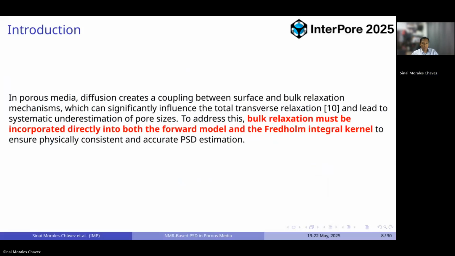In reality, diffusion within the pore space creates a coupling between surface and bulk relaxation mechanisms. This coupling can significantly alter the observed relaxation behavior and may lead to systematic underestimation of pore sizes, if not properly accounted for. For this reason, it's critical to include the bulk relaxation term explicitly in both the forward model and the Fredholm integral kernel used in the inversion, to ensure a physically consistent estimation of the pore size distribution.